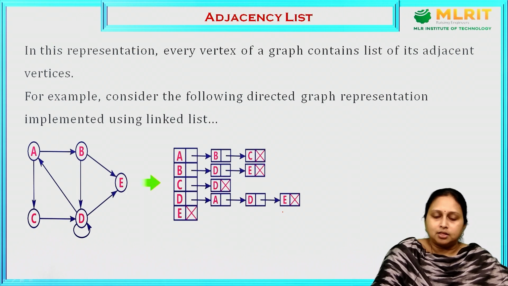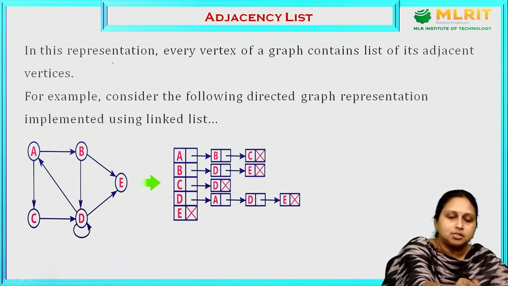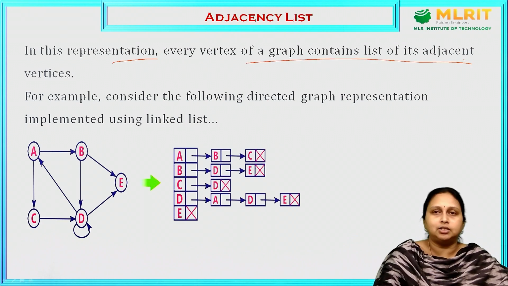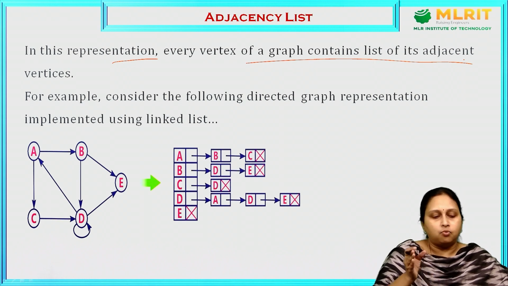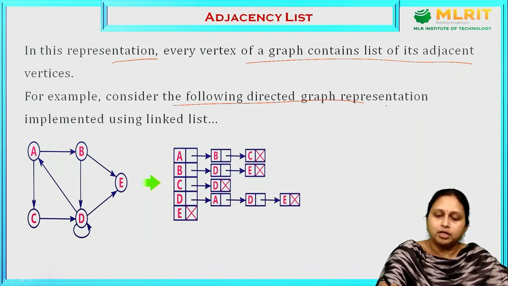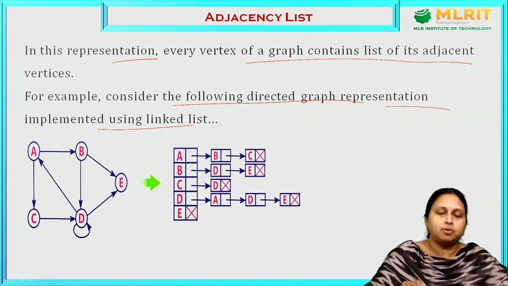Now, the next one we are going to see is the adjacency list. In this representation, every vertex of a graph contains the list of its adjacent vertices. Just like how we represent a linked list, here also we are going to make the links from one vertex to the other vertex if there is a connection, or if there exists an edge between those vertices. For example, consider the following directed graph implemented by using a linked list.